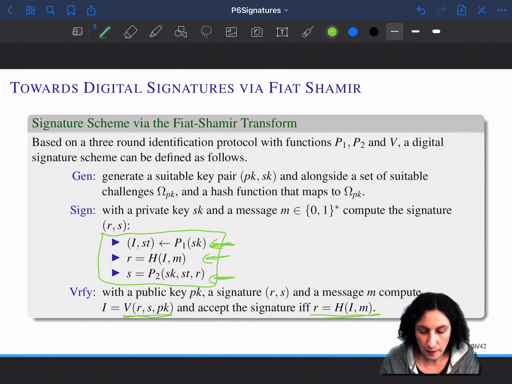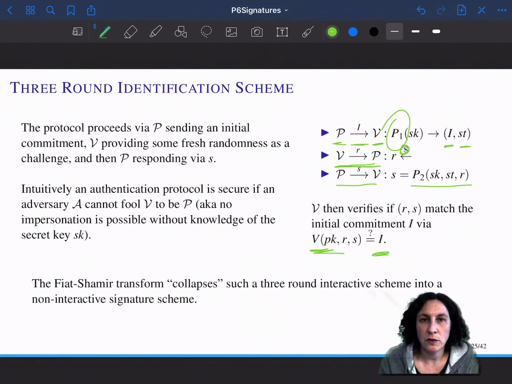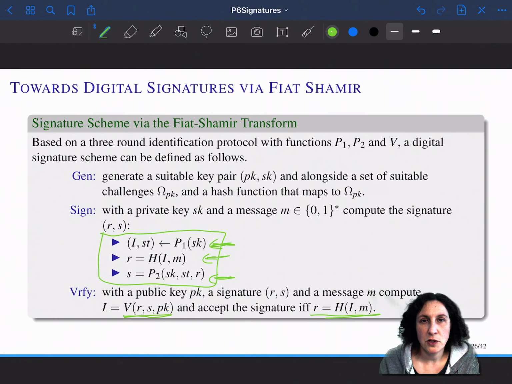And the cool thing about this transform is that no matter which 3-round identification scheme you take, assuming though it fulfills some specific security notions around these entity authentication protocols, then with this transform, you can transform it into a secure signature scheme. So a signature scheme that satisfies the EUF-CMA security notion. And this is pretty cool, really.